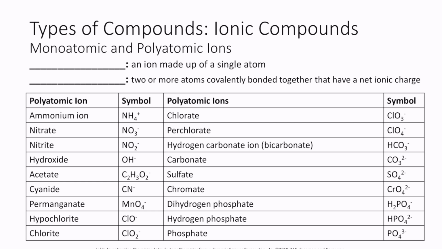Now, what we just learned about are called monatomic ions. Monatomic ions are exactly what it sounds like. Mono is one, so it's made up of a single atom. Now, we also have polyatomic ions, and that is where we have two or more atoms that are covalently bonded and they have an overall ionic charge. So you do not need to memorize the polyatomic ions. They will always be provided for you on a quiz, but you do need to know how to use them.